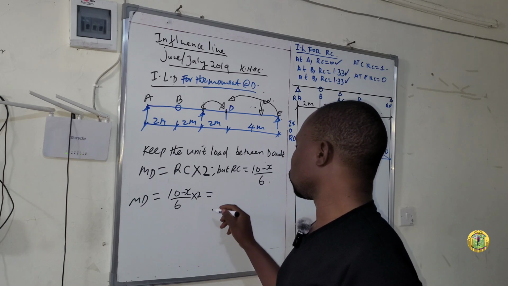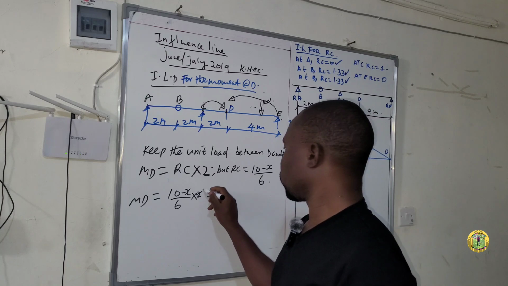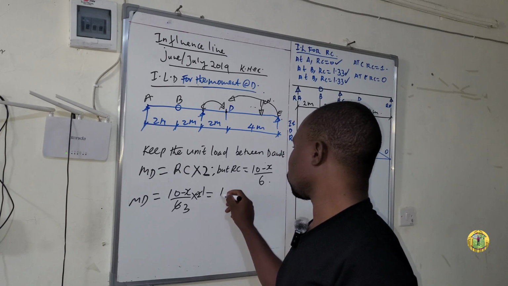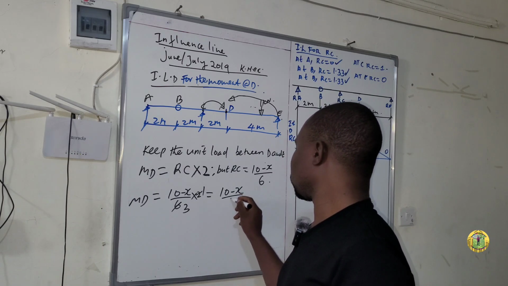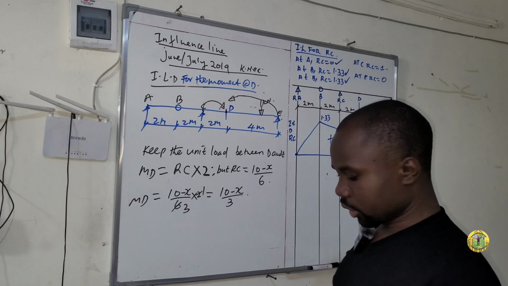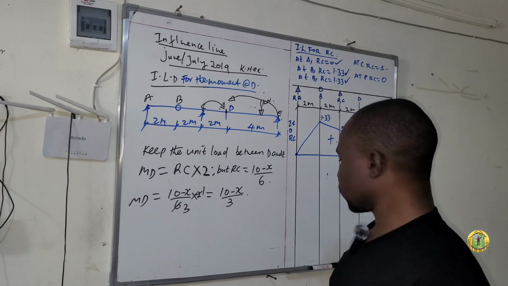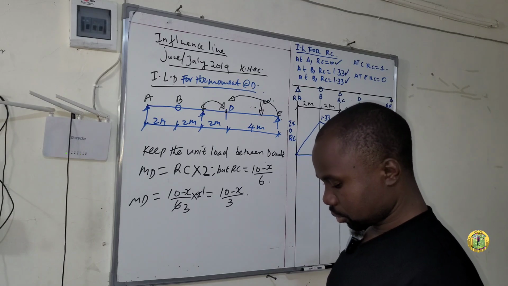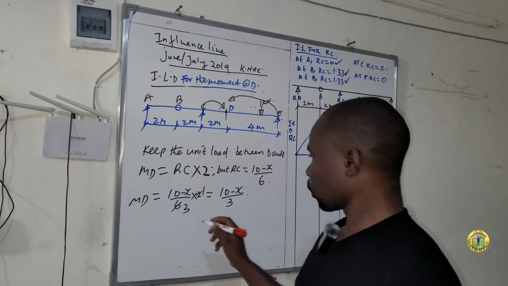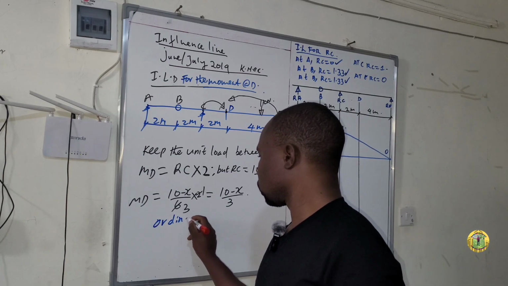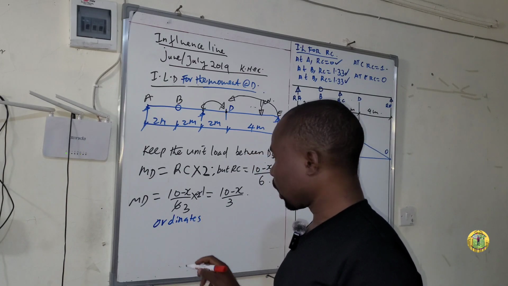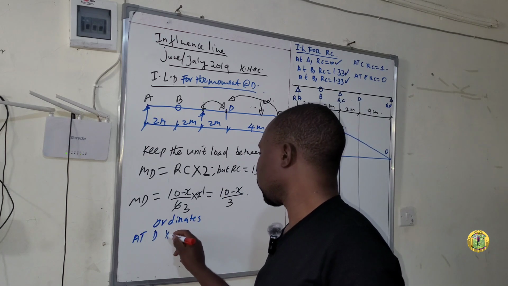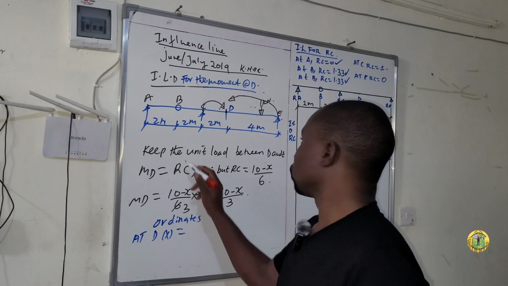So this one is equal to, here 1, here 3. So it's equal to 10 minus X all over 3. Let's now obtain the ordinates. At D, X is equal to 6.